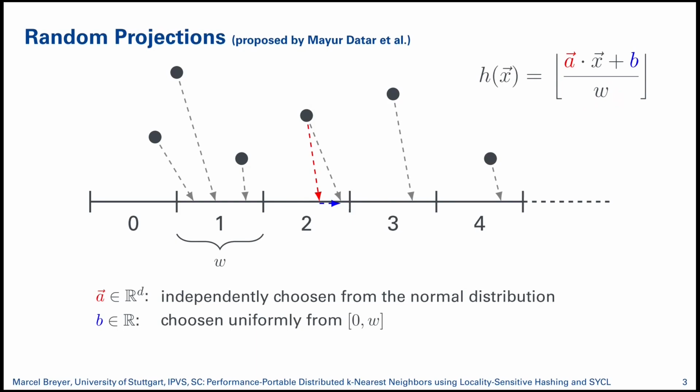At first, creating the hash functions is efficient since we only have to draw d+1 random numbers, and calculating the hash value is efficient too, since we only have to calculate a single scalar product, an addition, and an integer division. However, a disadvantage is that not all segments have the same number of data points. So for example, segment 0 has 0 data points, while segment 1 has 3 data points, resulting in a load imbalance if we later want to calculate the nearest neighbors for all data points.